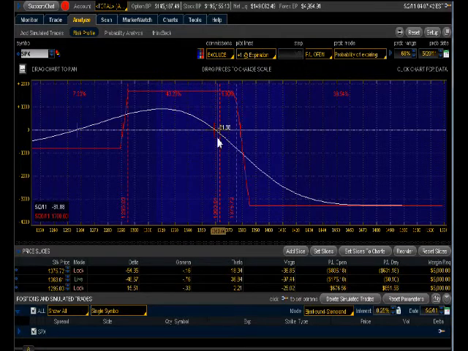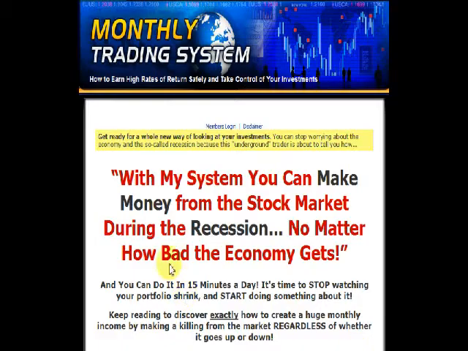Alright, now I'm going to go into how you can do this and how you can learn how to place these trades and analyze your own trades like this.